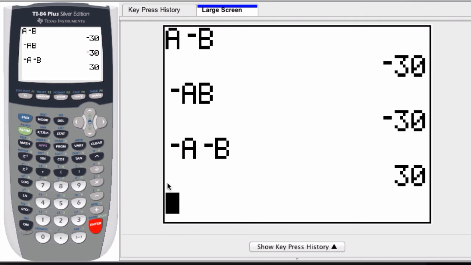And if you put the negation sign next to one of the variables, it still means you're multiplying, except one of them is negative. Notice I'm not using the subtraction sign here, because that would mean A subtract B, right? Okay, hope this helps.